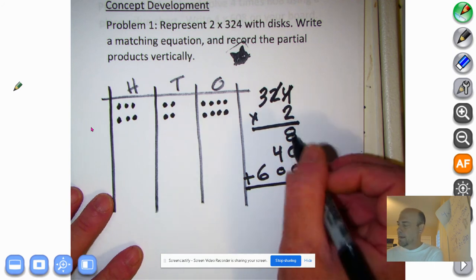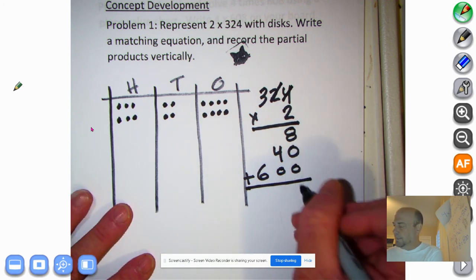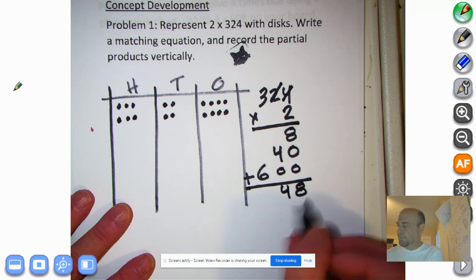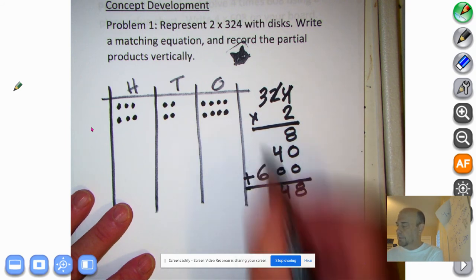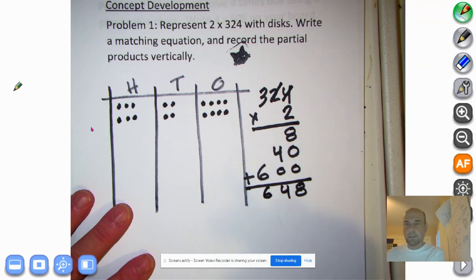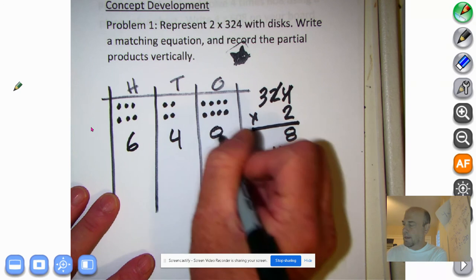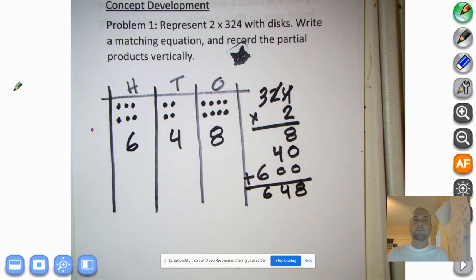All right, let's add. 8 plus 0 plus 0 is 8. 40 plus 0 is 40. There's our 48. And 600 plus nothing is 600. And there's our answer, 648, with 6, 4, and 8. And there you have problem 1 of our concept development.